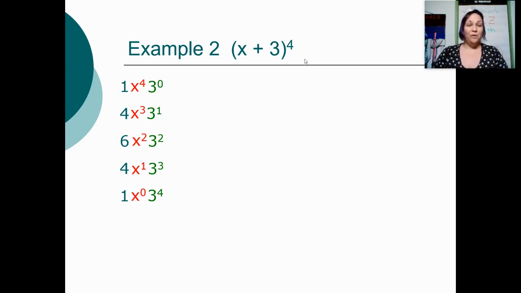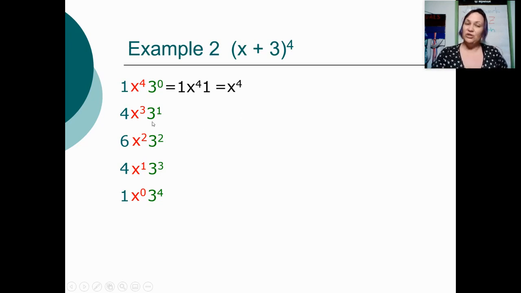Starting with my first term, 1x to the 4th, 3 to the 0. The first thing we need to do is figure out what is 3 to the 0, and anything to the power of 0 is just 1. And then I am going to end up multiplying the two numbers together because this term is one multiplication problem. So I can multiply the first one with the last one. And so I just get x to the 4th.